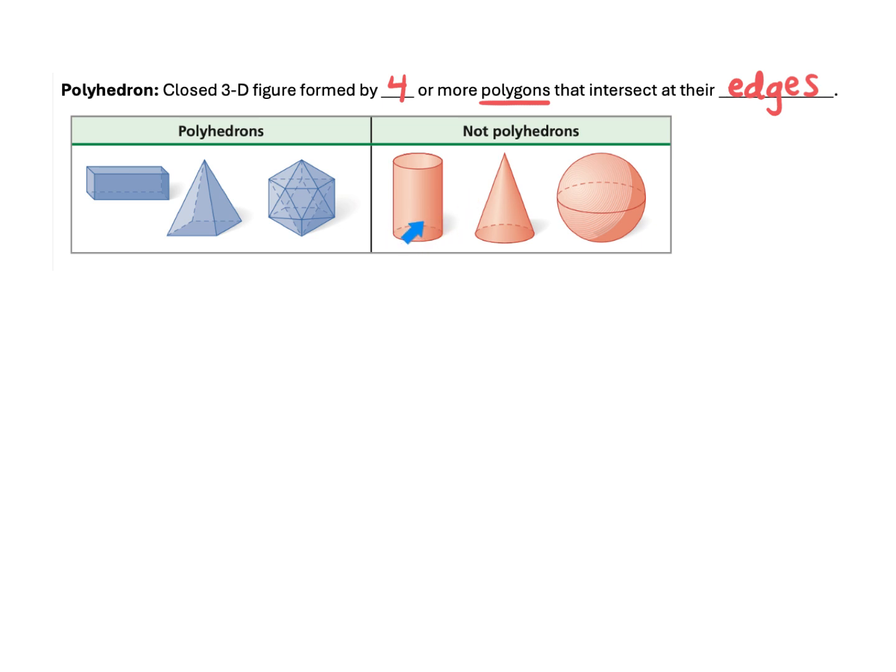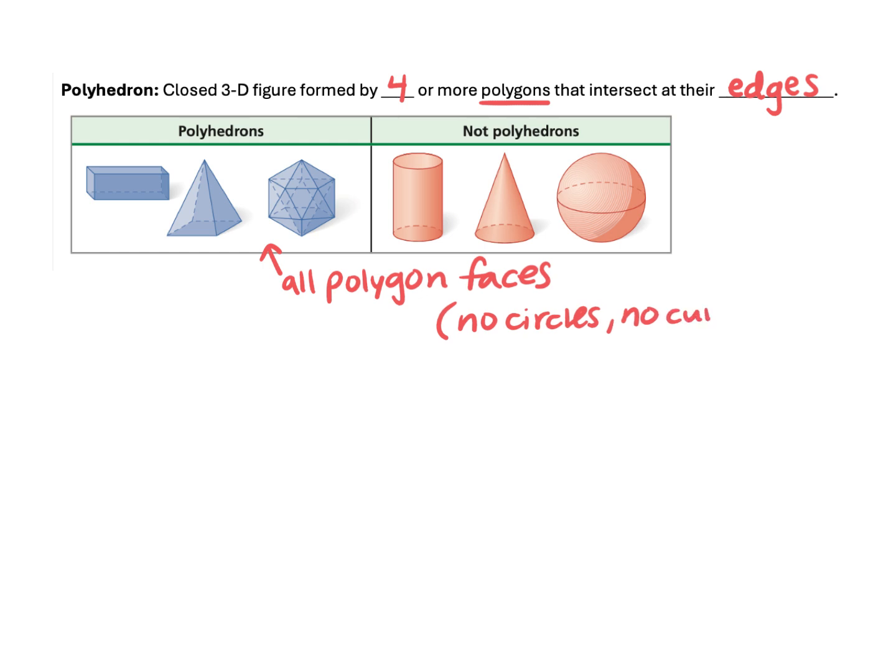These are not polyhedrons because there are some circles, and circles are not polygons. There are also curved surfaces. So to be a polyhedron, it has to be all polygon faces. So no circles and no curved surfaces like you see in spheres and cylinders and cones.